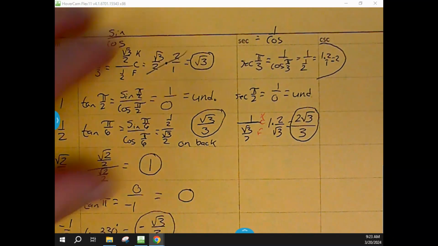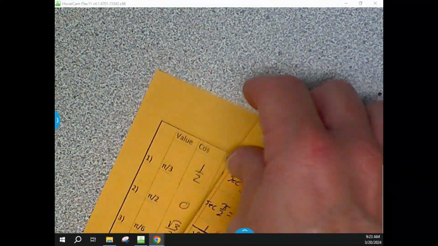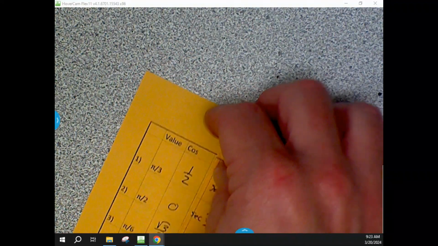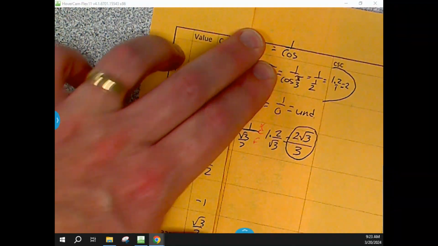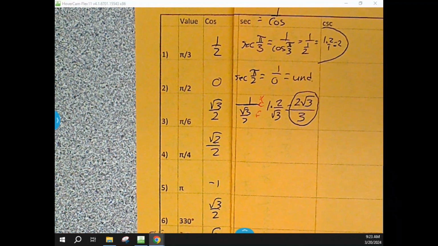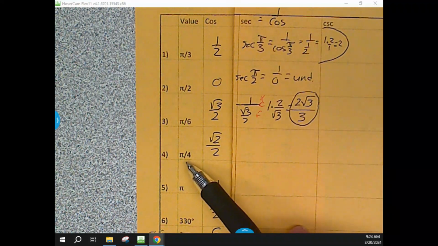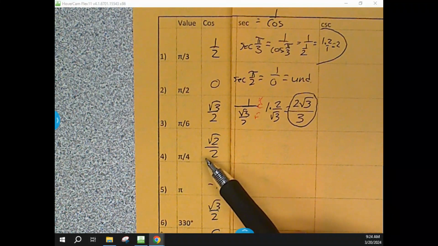Okay. Now, again, I'm just going to fold this back so we don't have to worry about the stuff that's in the middle. Because if you're doing secant, we don't need tangent. We don't need sine. The only value we need is, and y'all don't have to do this, the cosine value. So if we had this little chart, we're just going to fold this thing back so that all we have is the cosine value, because we just need 1 over that. So if we need the secant of pi over 4, that's going to be 1 over square root of 2 over 2.